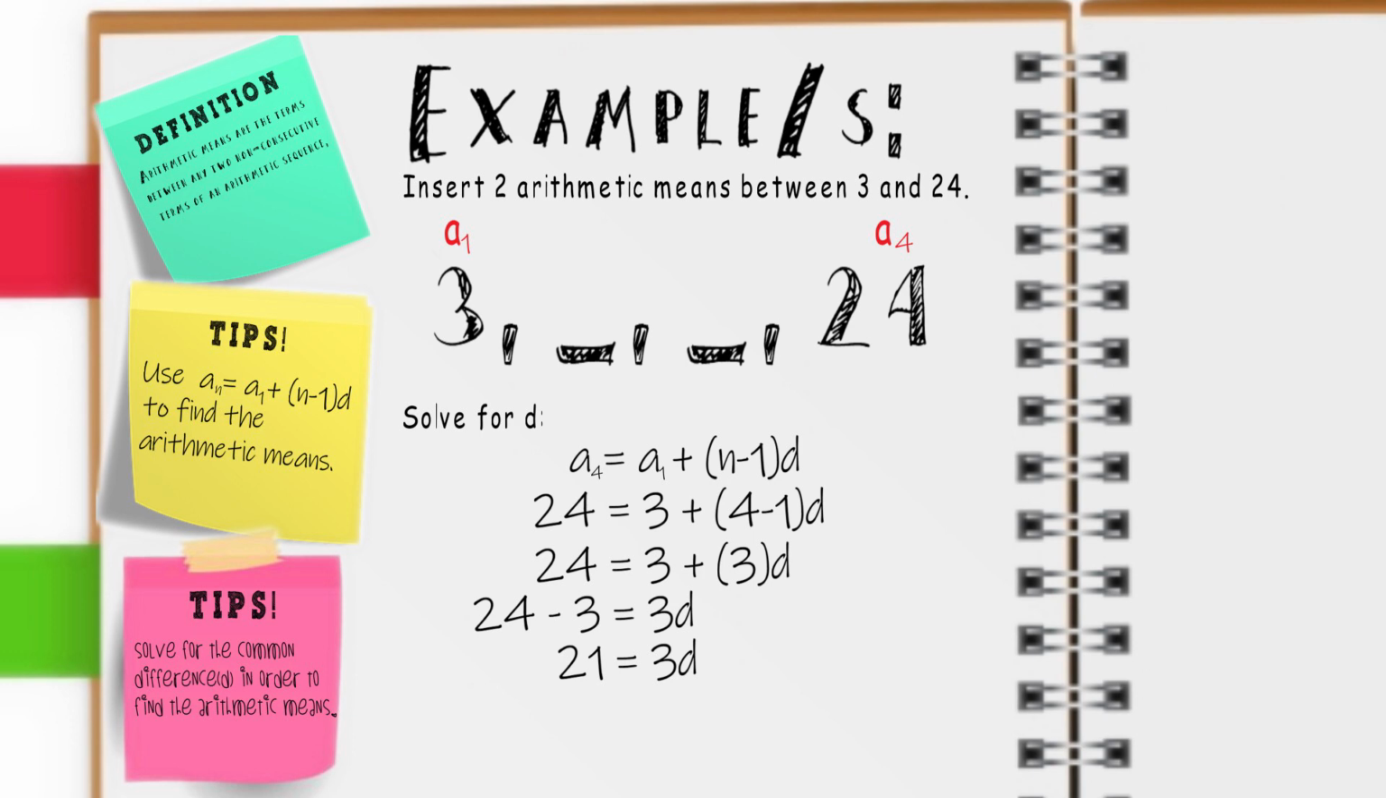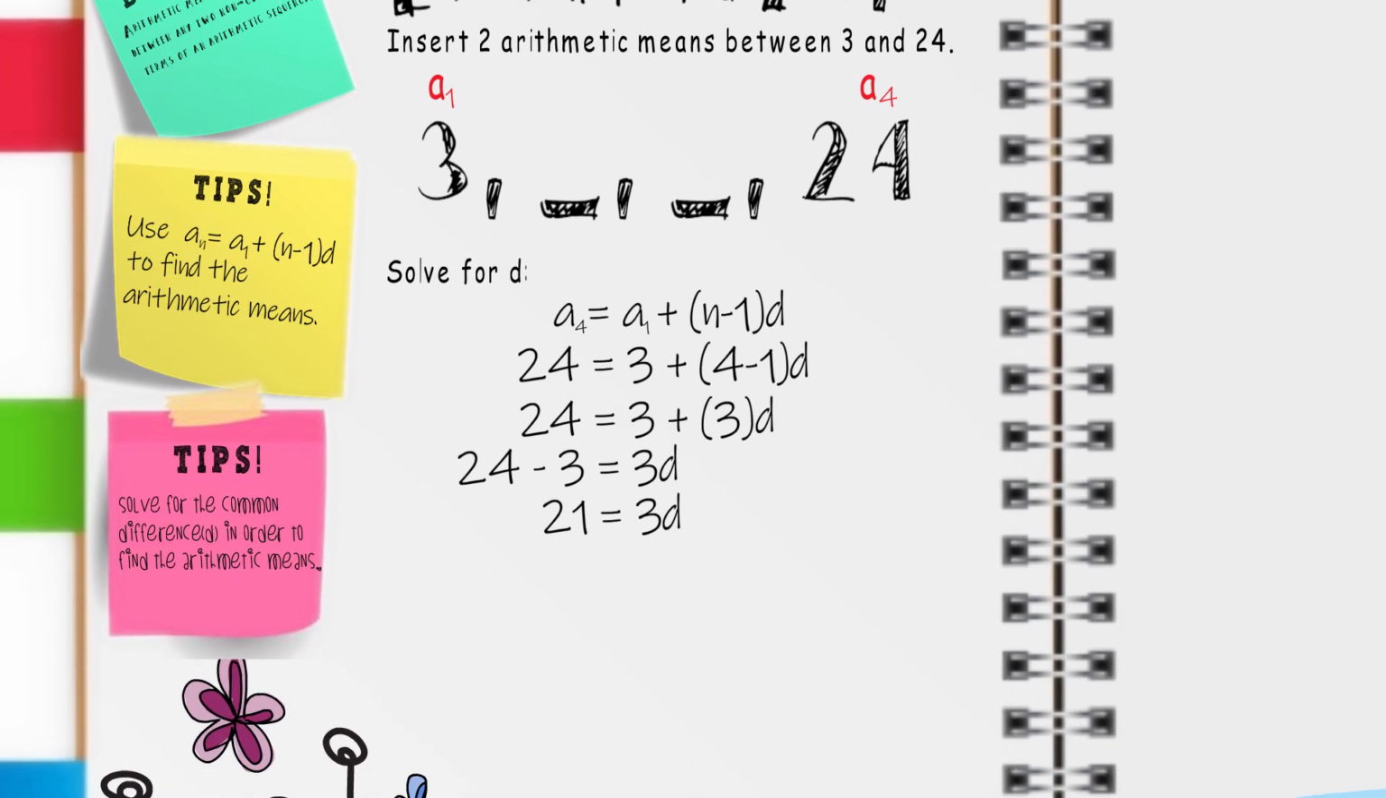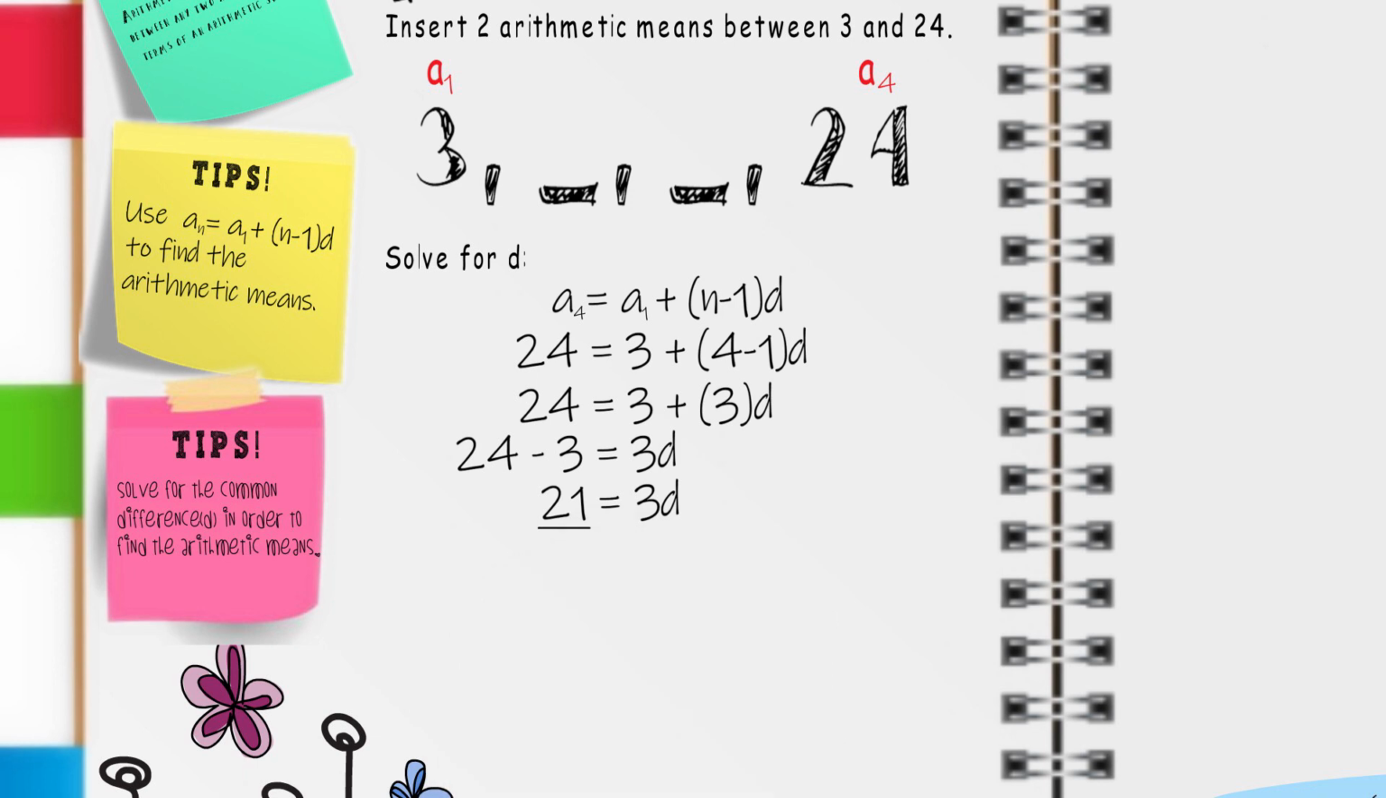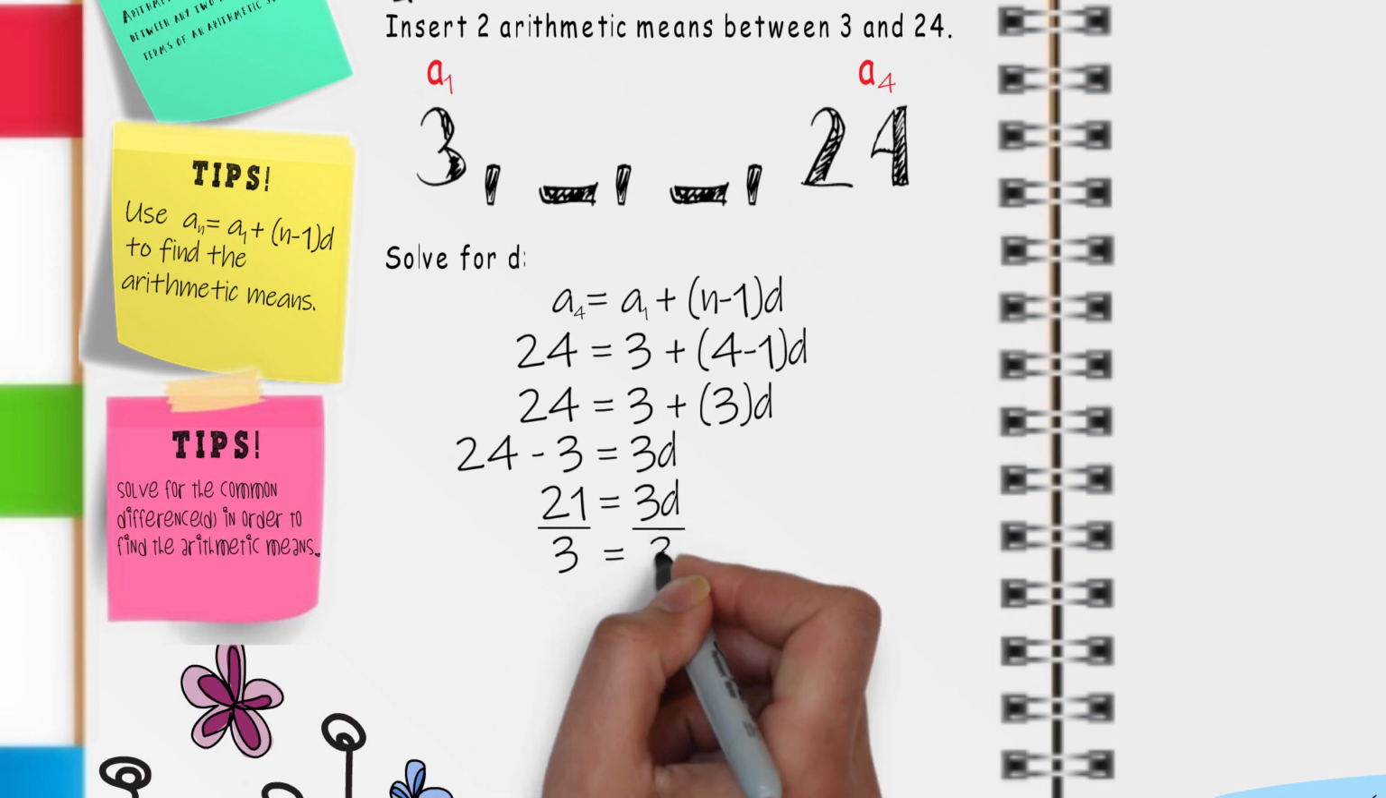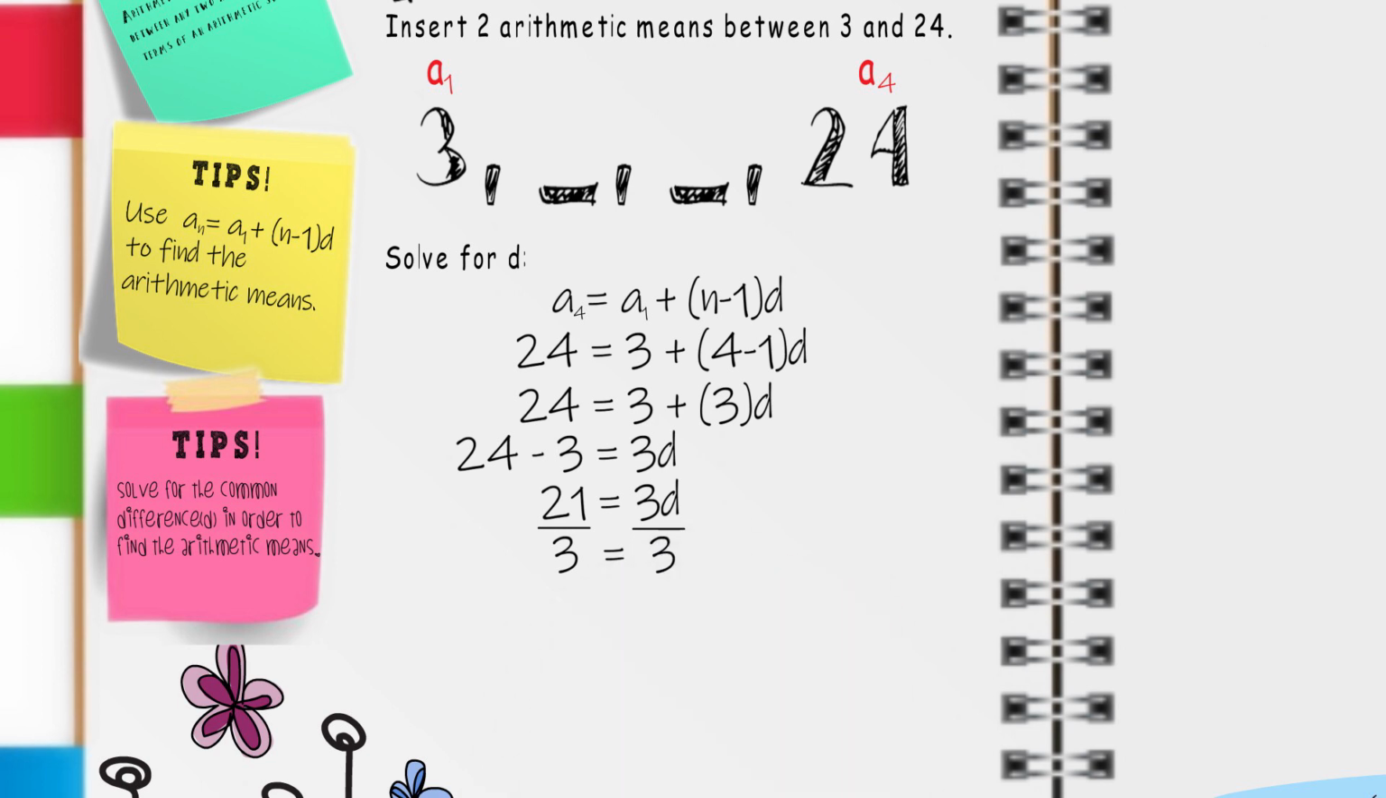In this case, we would apply the division property of equality, wherein we would divide both sides of the equation by the numerical coefficient of d. And the numerical coefficient of d is 3, and that is why it would be 21 divided by 3 is equal to 3d divided by 3. And what we applied was called the division property of equality.